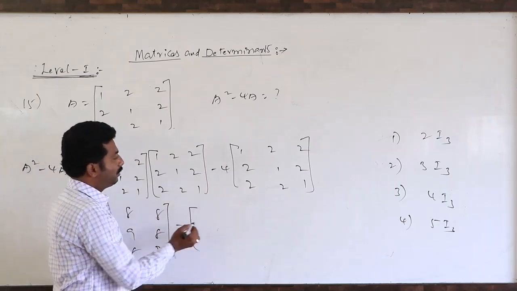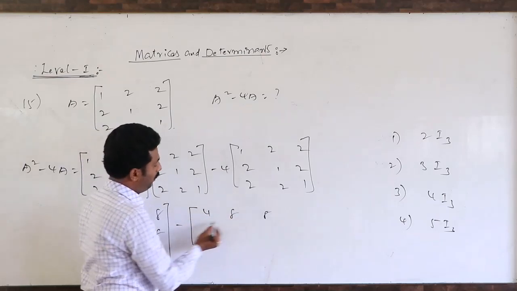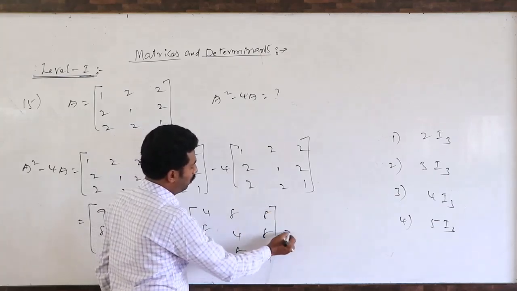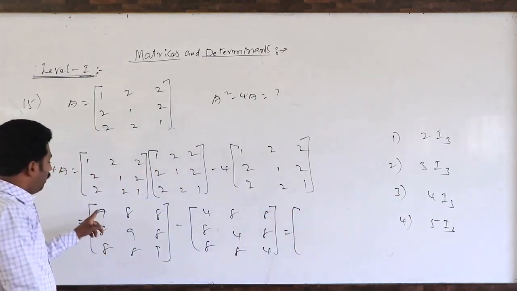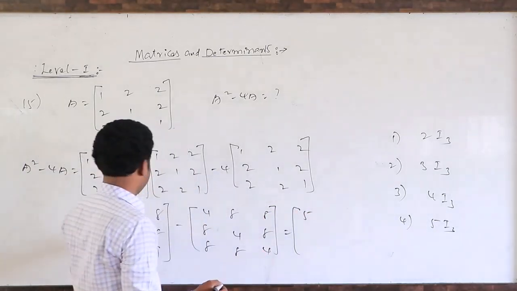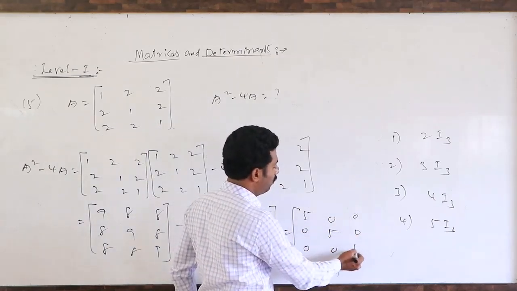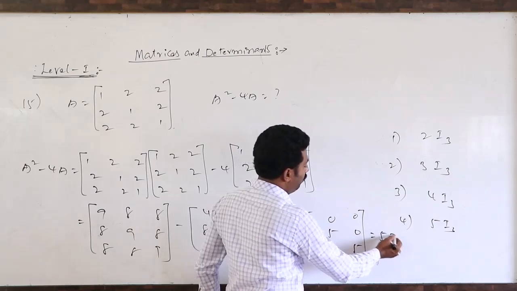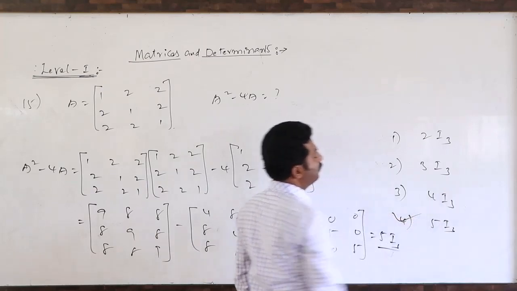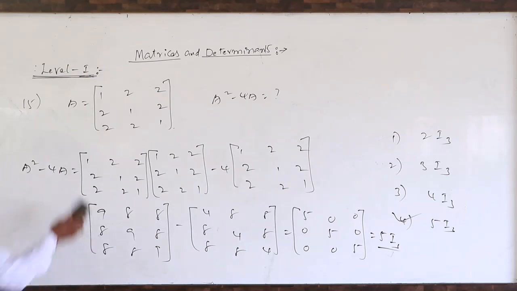Minus, see here, this is multiplied with 4, so we get 4, 8, 8; 8, 4, 8; 8, 8, 4. So how much in total? 9 minus 4 is nothing but 5, and the off-diagonal entries are 0. So 5 into the identity matrix we get, which means the fourth option we have to consider. Next.